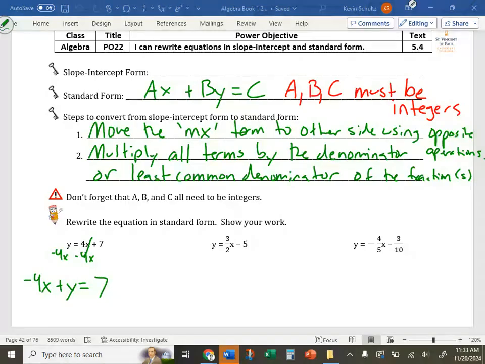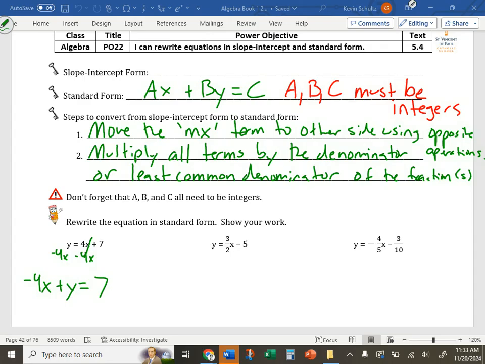That's it? Yes. Okay. We don't have any fractions. There's no denominator to multiply by. So we are finished. This is in standard form, negative 4x plus y equals 7. Not too bad. The next one, however, does have a fraction, so we will have to do step 2.